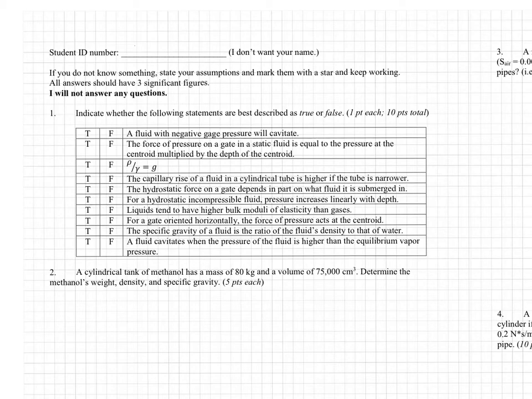But okay, student ID number 1, 2, 3, 4, 5, 6, 7. I don't want your name. Some of you probably gave it to me anyway. I'll take a half a point off for that. I want to grade without names. Okay, it just makes things easier for me.